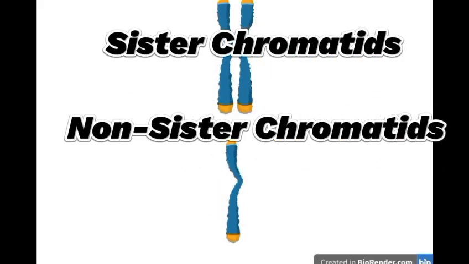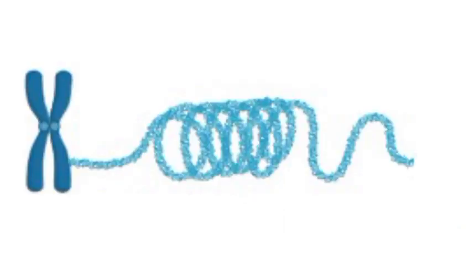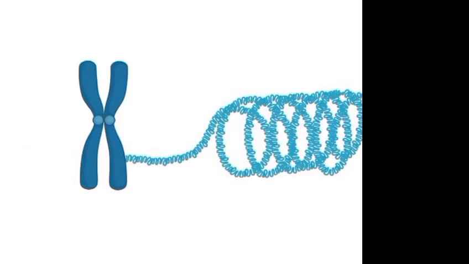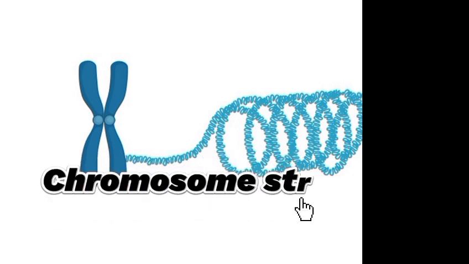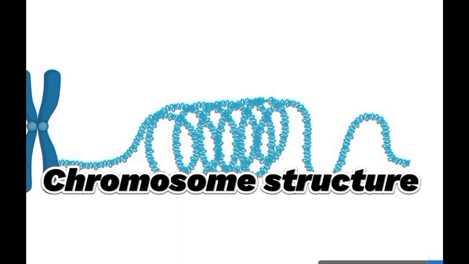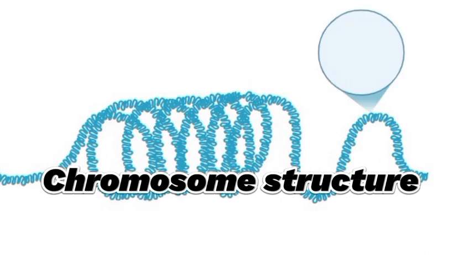So in simple words, before replication, one chromosome means one chromatid, but after replication, one chromosome contains two sister chromatids. So after replication, when cell division starts, and after separation during anaphase, two chromosomes are formed.